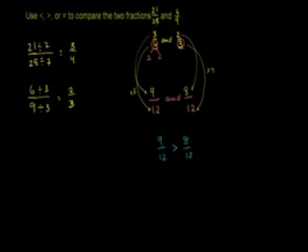Or if you go back and you realize that 9/12 is the exact same thing as 21 over 28, we could say 21 over 28 is definitely greater than, and 8/12 is the same thing as 6/9, is definitely greater than 6/9. And we are done.